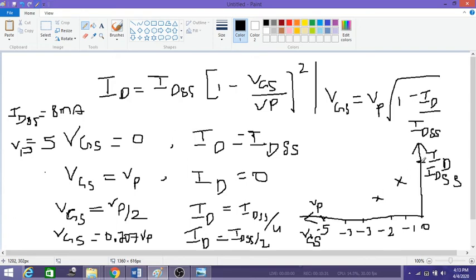Now if you join these points, you will get a graph like this. This is how we can plot the transfer characteristic graph for n-channel JFET. Hope this is clear to you all. Now we will look at a few examples with respect to this. So let us quickly see the example.